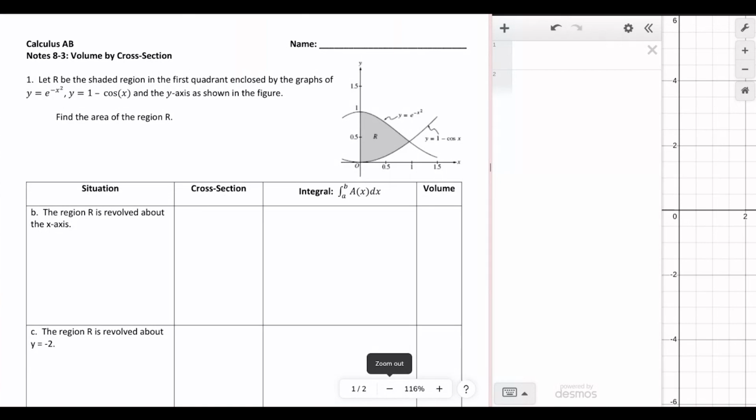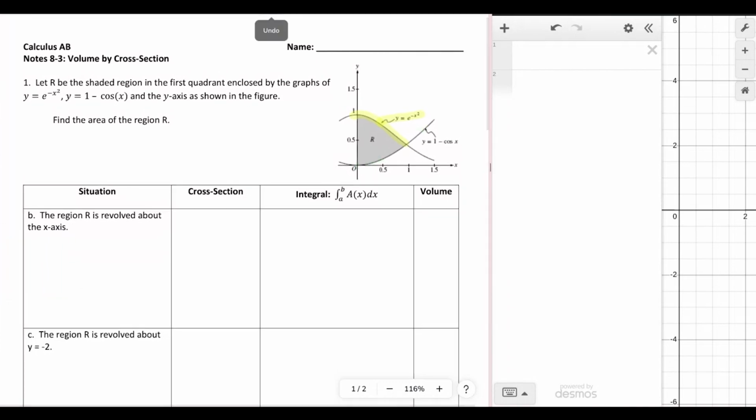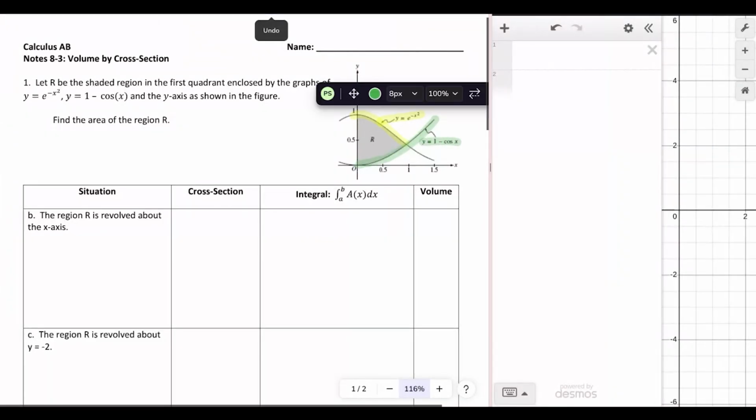So let's look at these two functions. We've got e to the negative x squared, which is this top function up here, right? And then we've got 1 minus cosine x, which is this bottom function here. So kind of lay this down. There we go.